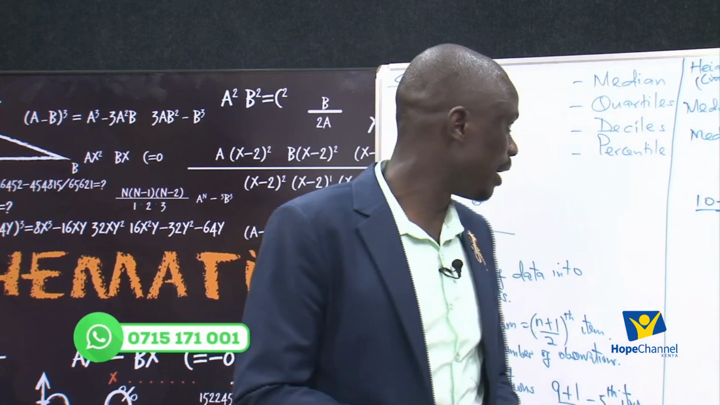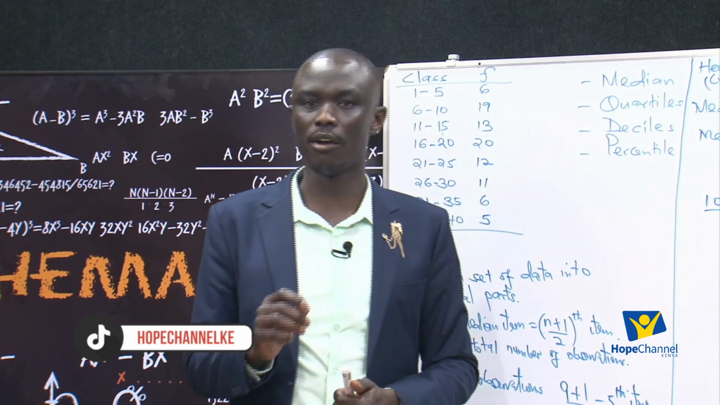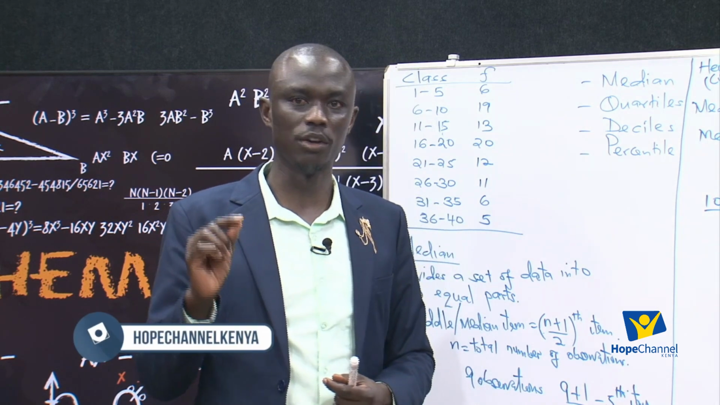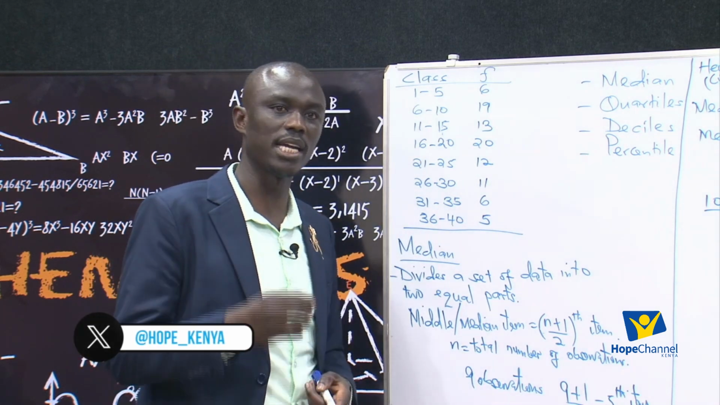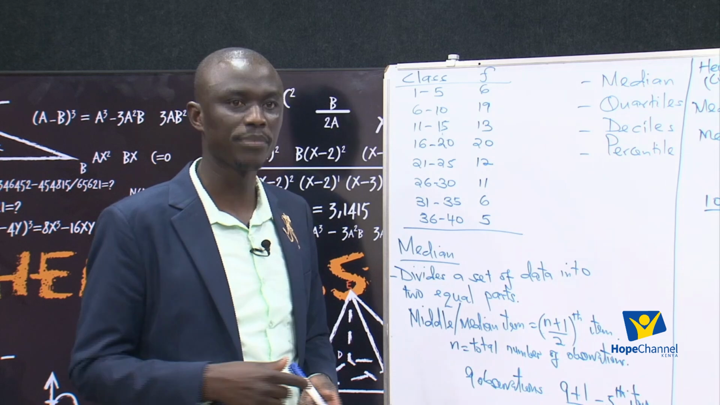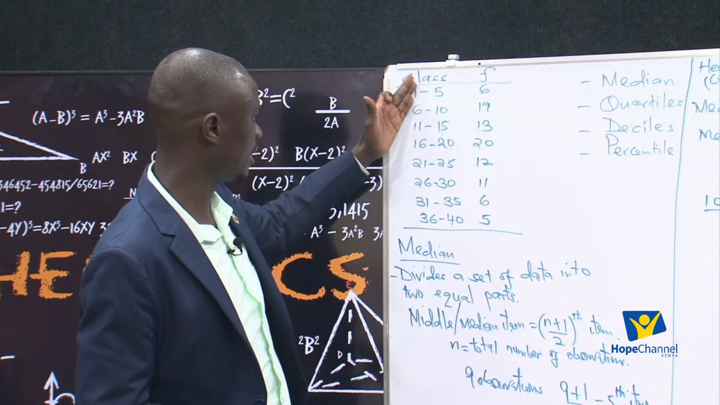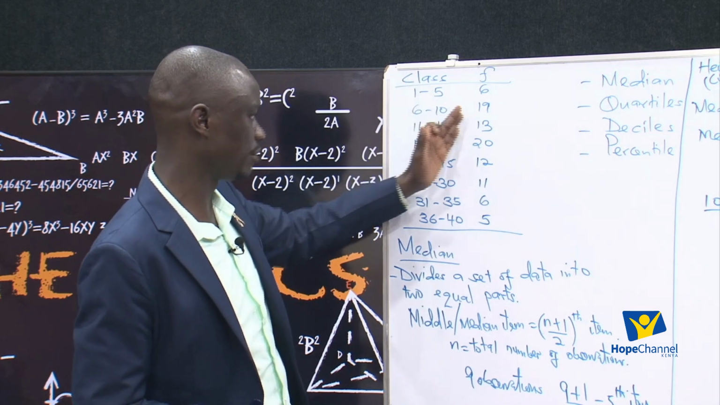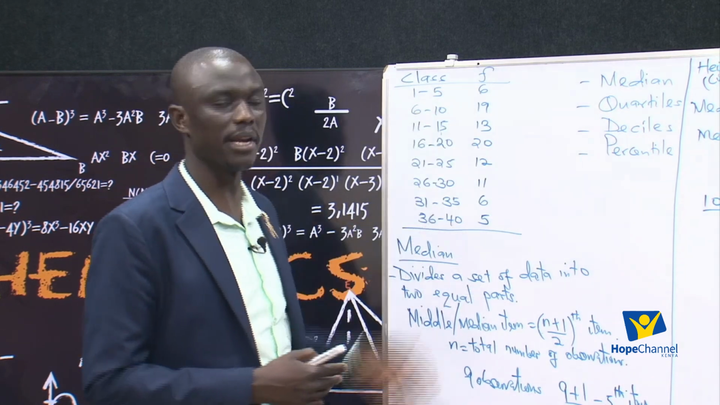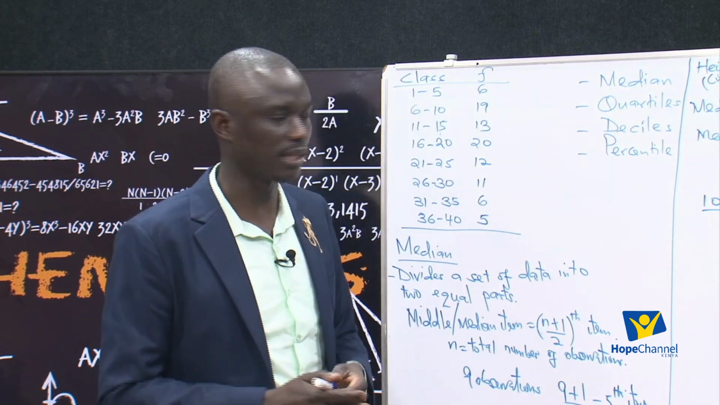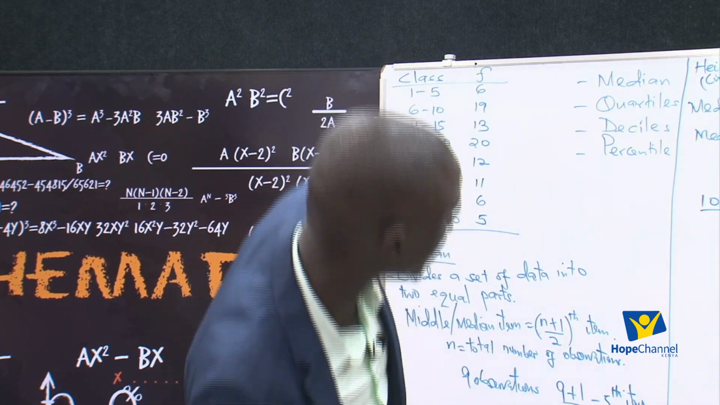Having done with the median of ungrouped data, what about now if we are dealing with grouped data? Grouped data, we said in our previous class, is data that is arranged into classes. So this data, like the one we have here, is grouped data because the observations are organized into classes. Each class is given a specific frequency. So how do we find the median? So let's work on that.